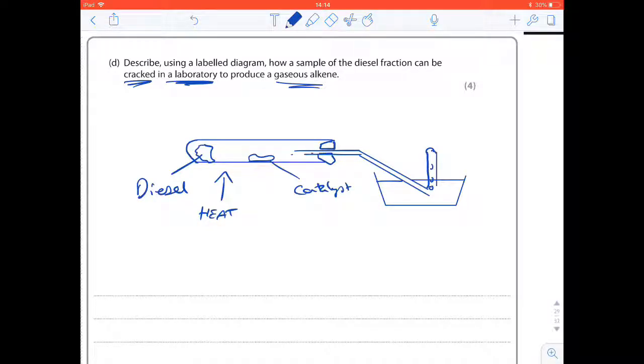So essentially there's a mark for each of the things that I've mentioned there. One for the diesel being heated up, one for the catalyst, one for a sensible collection method, and then one for the diesel just being stored in a test tube or a sensible vessel to begin with. Obviously the scale that I've got in my diagram isn't great, but the one on the mark scheme is slightly better.